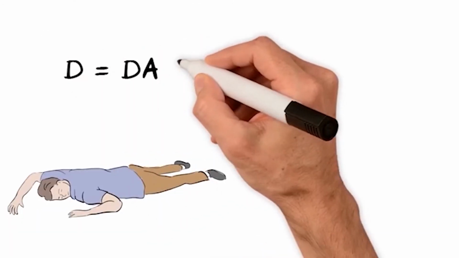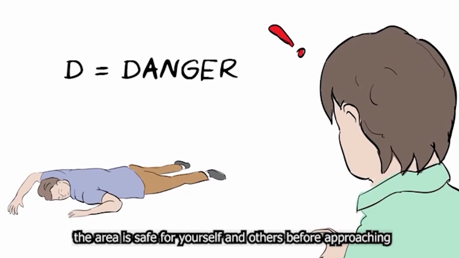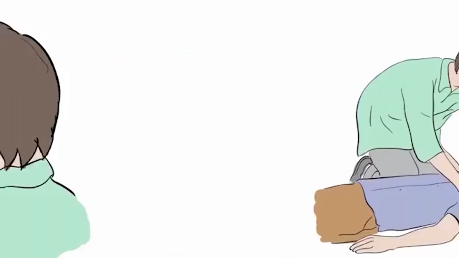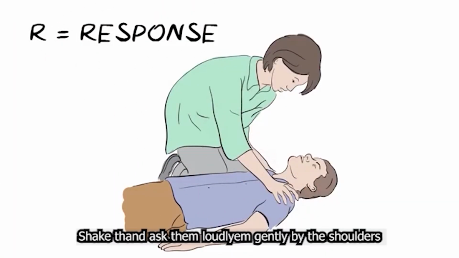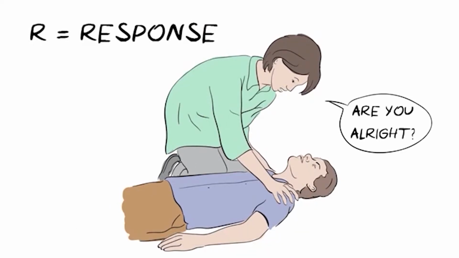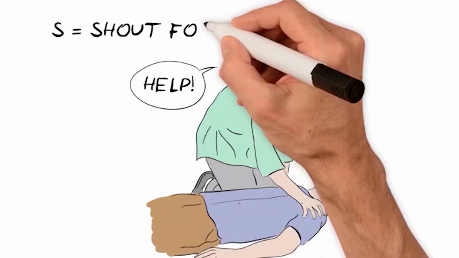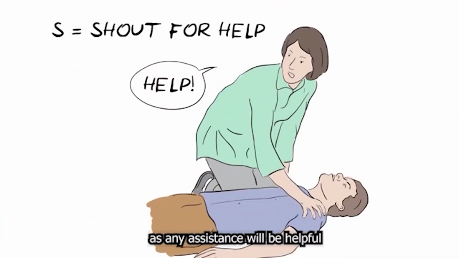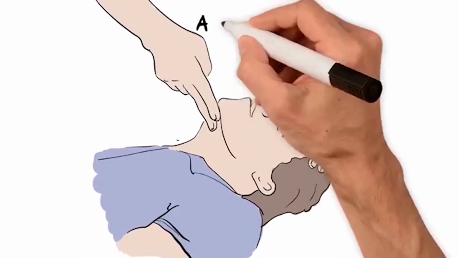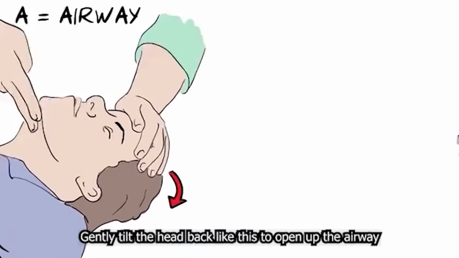D is for danger. First, look around carefully to make sure the area is safe for yourself and others before approaching. R is for response. Shake them gently by the shoulders and ask them loudly, "Are you all right?" If there is no response, you need to S. Shout for help, as any assistance will be helpful. A is for airway. Gently tilt the head back like this to open up the airway.